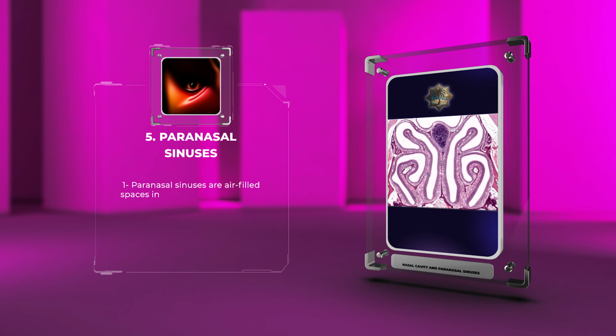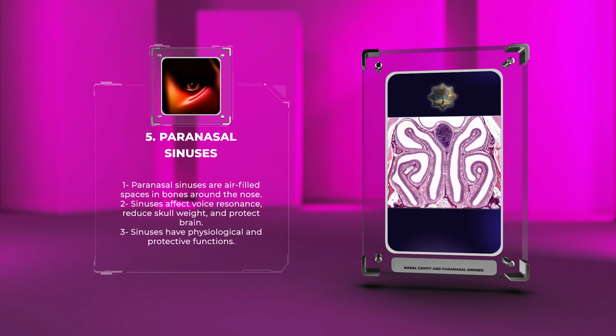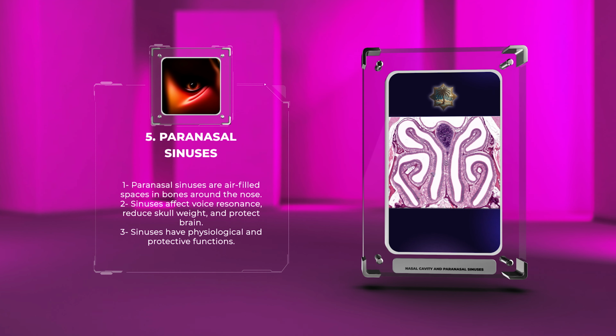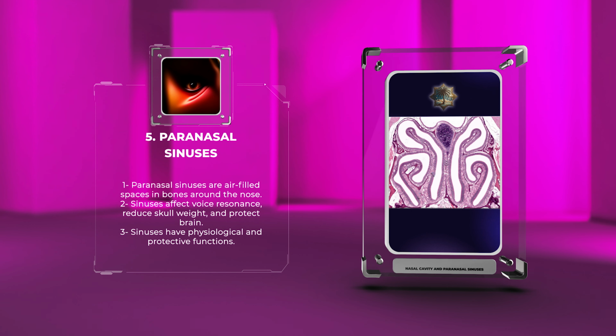The paranasal sinuses are air-filled spaces in the bones around the nose. They affect voice resonance, reduce skull weight, and protect the brain. They have both physiological and protective functions. Next, we will talk about how sinuses drain.